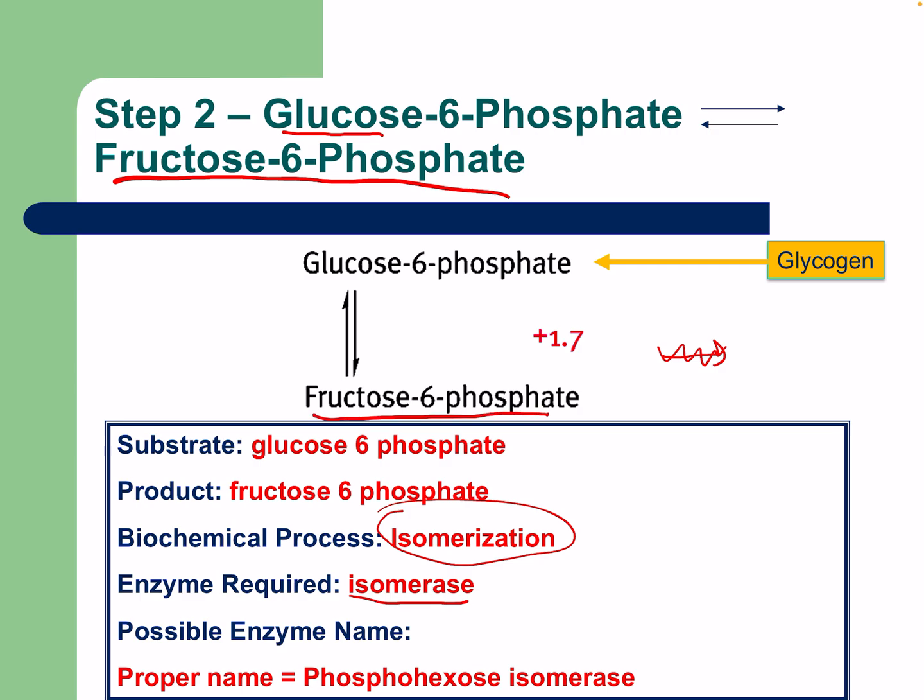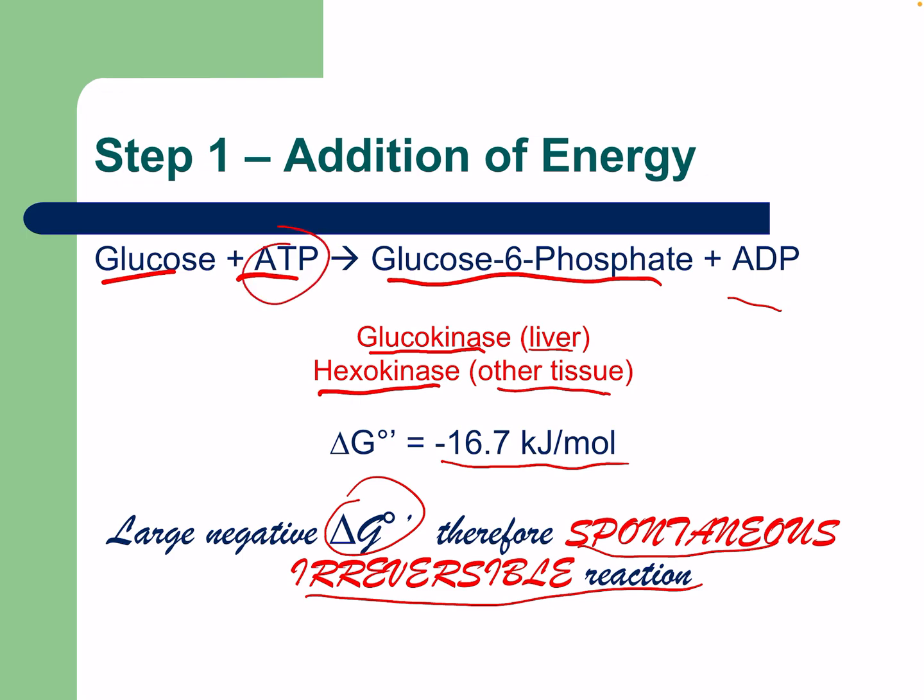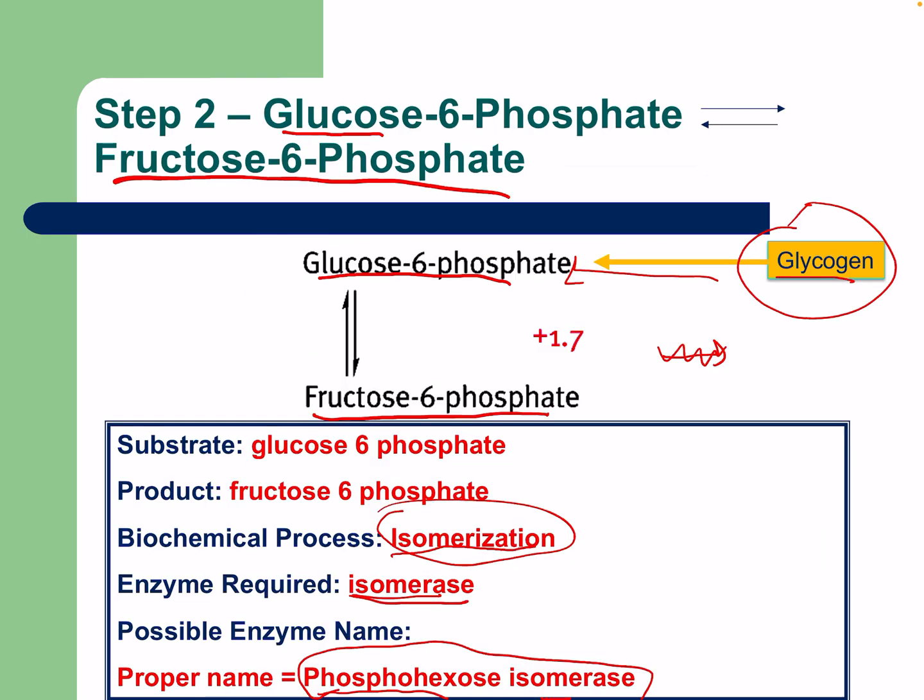Again, the substrate is glucose 6-phosphate, the product is fructose 6-phosphate. The biochemical process is isomerization using an isomerase. The proper enzyme name is phosphohexose isomerase. One important thing to point out: even though we started at step 1 from glucose to glucose 6-phosphate, it is possible for storage versions of glucose such as glycogen to enter at glucose 6-phosphate. This is important because it requires less ATP on our part. Here we needed ATP. When we use glycogen in glycolysis, it enters straight at glucose 6-phosphate, so we save 1 ATP. But we'll talk about that more later.